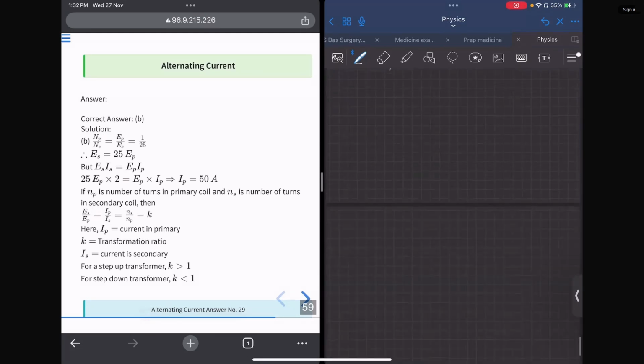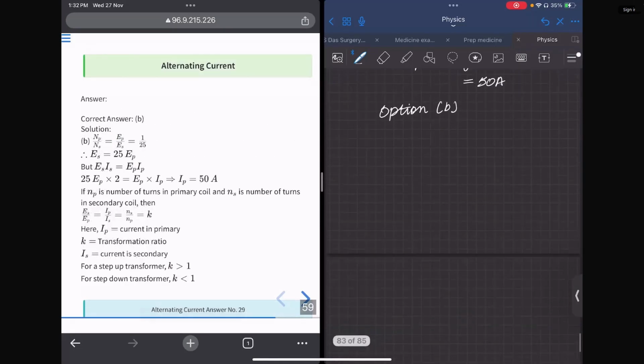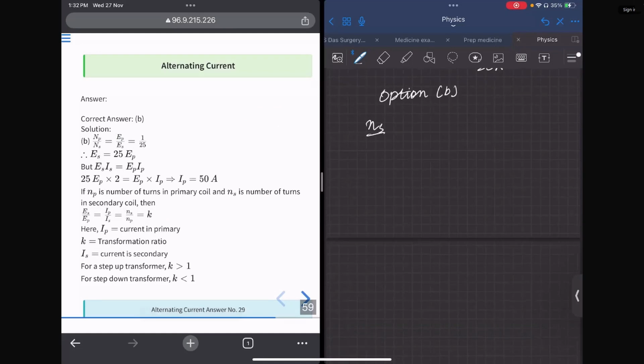Next, we have the next question. Also, they have written that NS by NP, the number of coils in secondary by number of coils in primary, is VS by VP. We know that. This is also given as a ratio, which is equal to K. K is our transformation ratio.